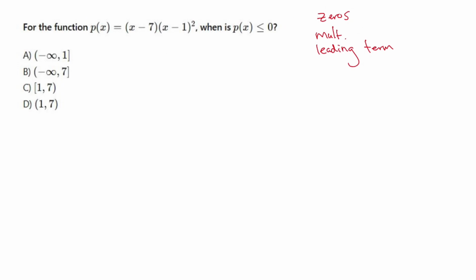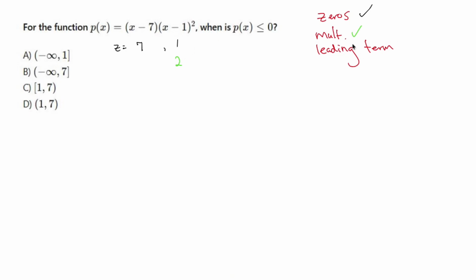So my zeros are when these guys are equal to 0. If I have x minus 7, I have a 0 at 7. And if I have x minus 1, I have a 0 at 1. What's important here is I notice that my multiplicity for 1 is 2. Now what does that look like graphically? That means as this hits the x-axis, it'll bounce right off.